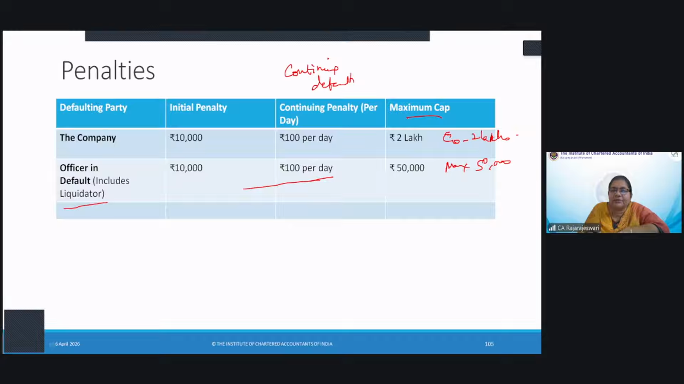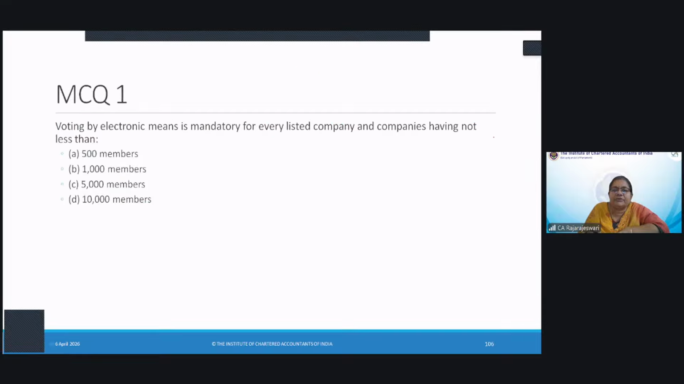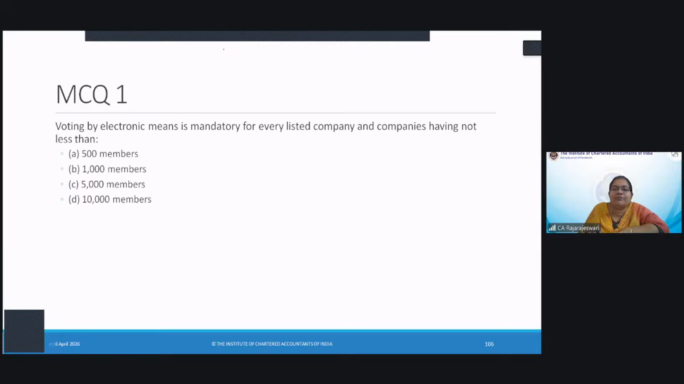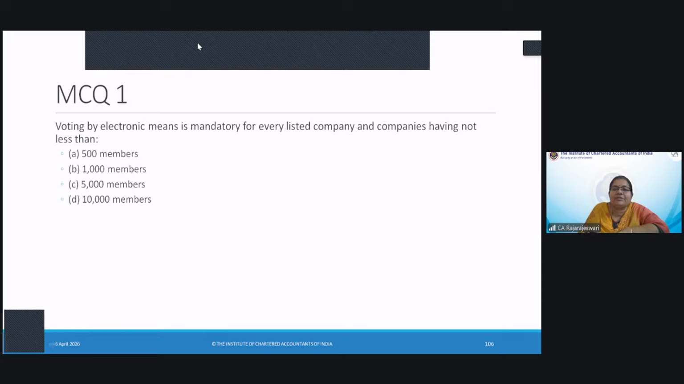Is this clear up to this? Shall we take the MCQs and then go through it? Or if you have any difficulty or doubts, you can ask me. Shall we proceed with MCQs?